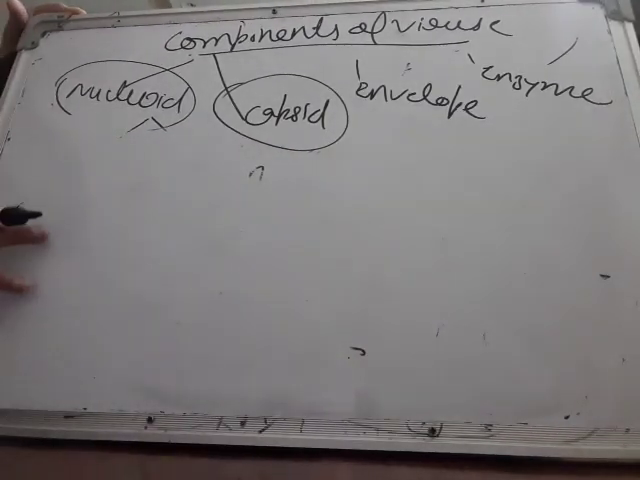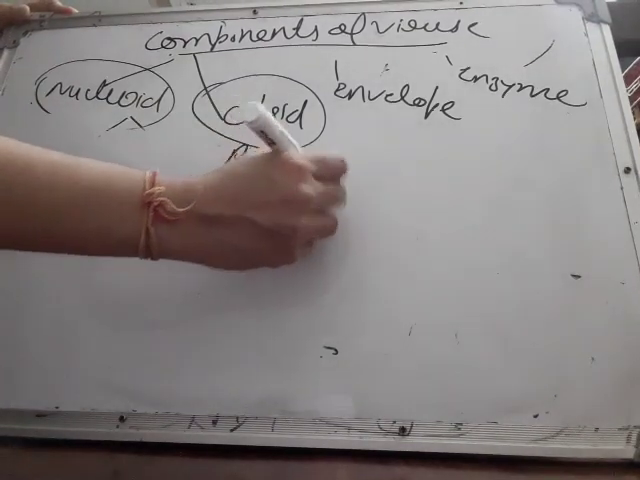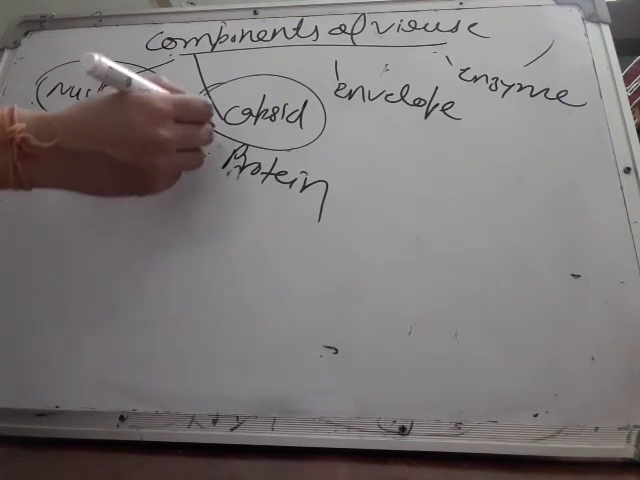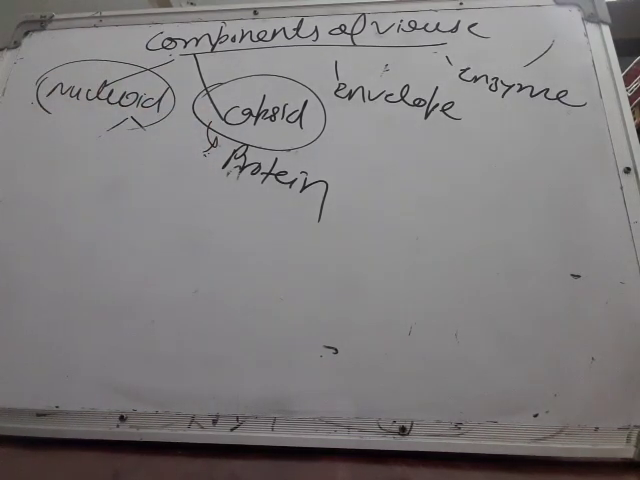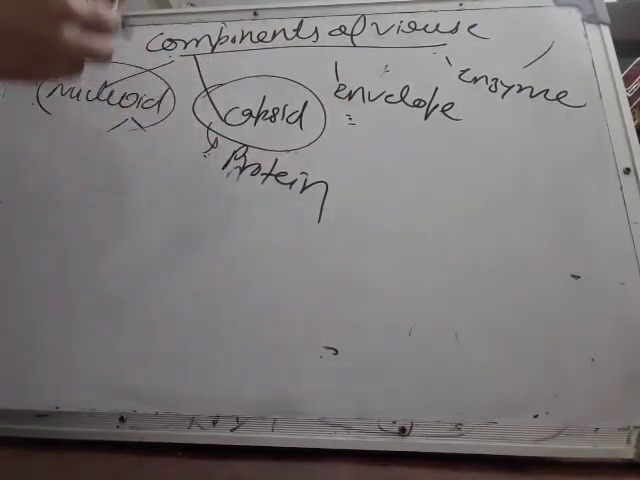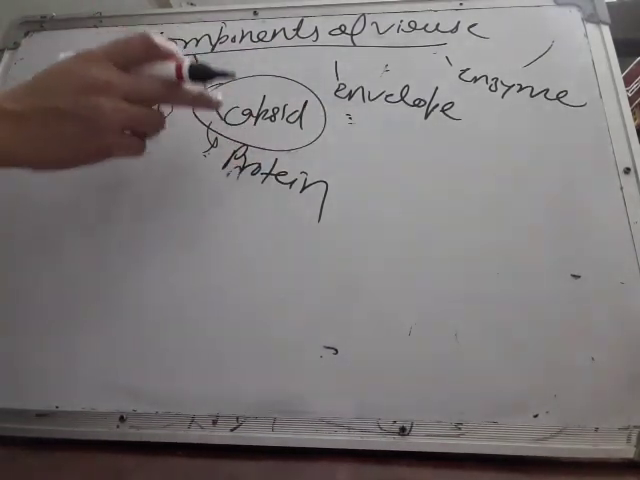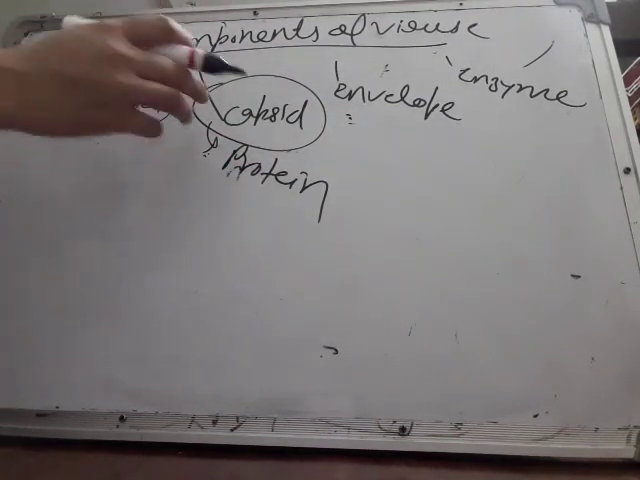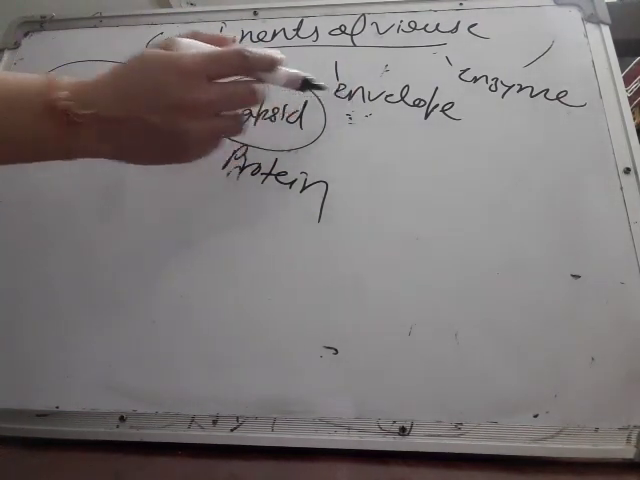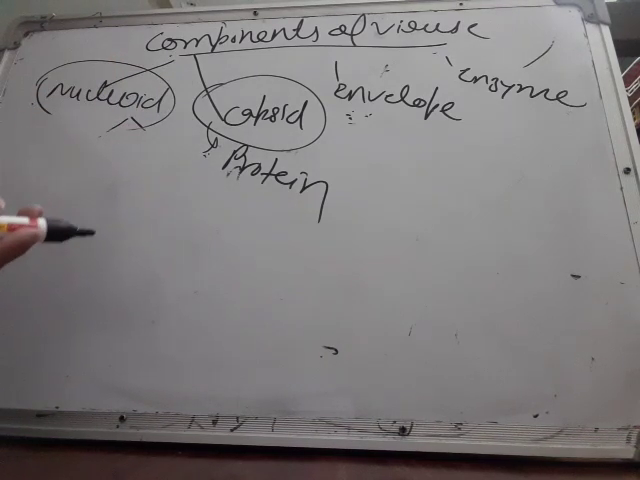Next is capsid. Capsid is what? A protein coat found in viruses. Viruses have an outer covering which is made up of protein. That covering is called capsid. Next is envelope. Another outer cover is found in some of the viruses, particularly in animal viruses. The viruses which attack animals have an outer envelope. So that envelope is found in animal viruses, and other viruses are naked.